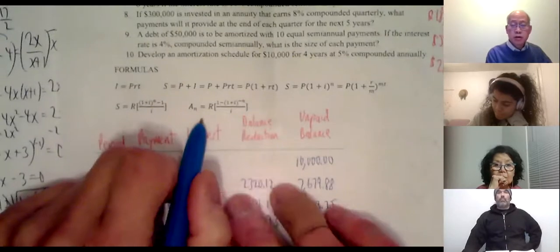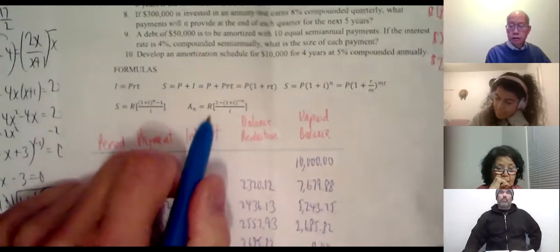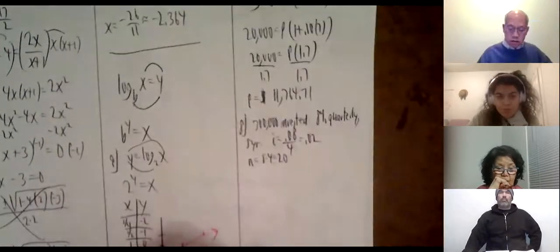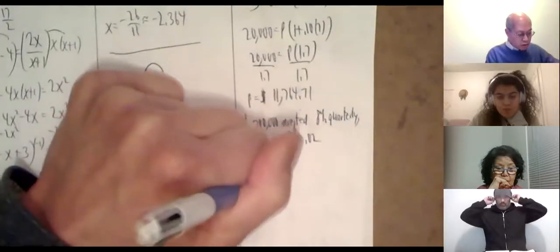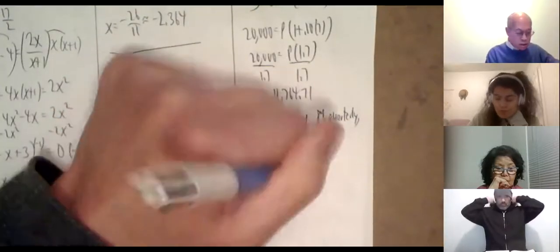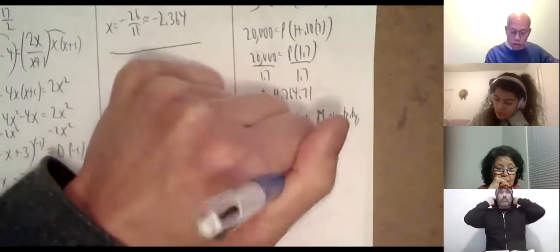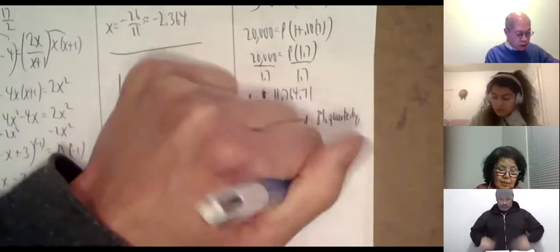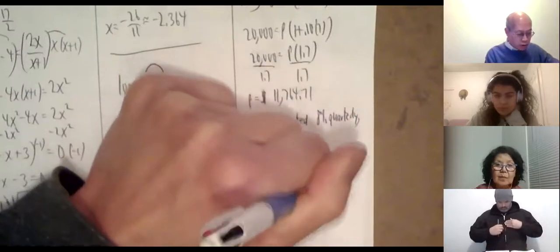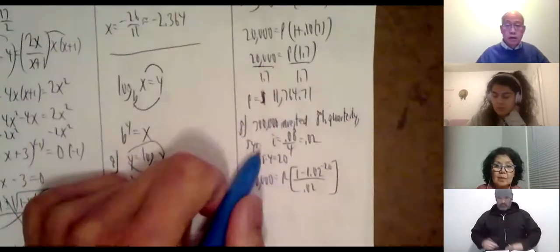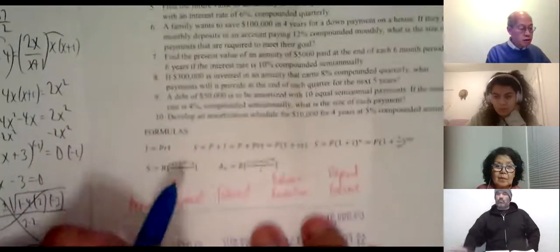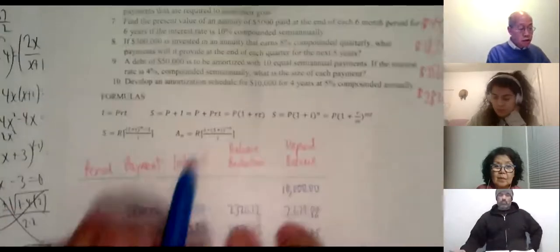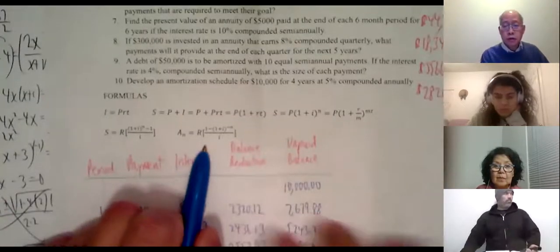And I'm going to be plugging into this formula, it looks like. Okay, so 300,000 equals R times (1 minus 1.02 to the negative 20) divided by 0.02. Okay, so this is the present value of an annuity. That's this one here.